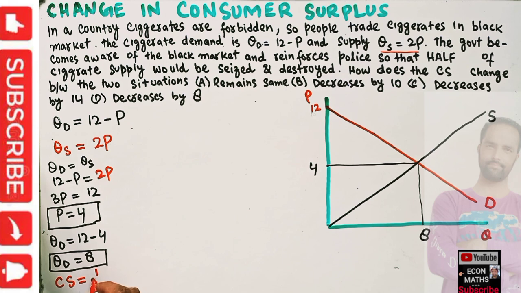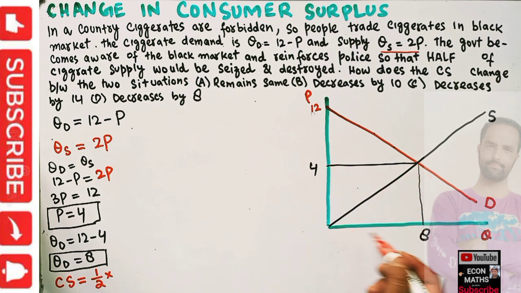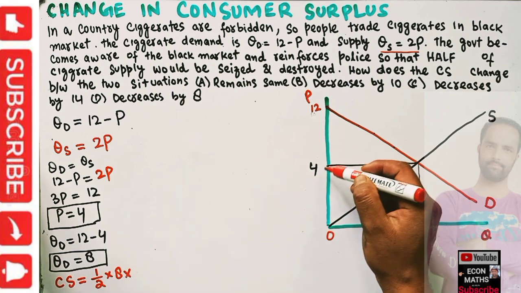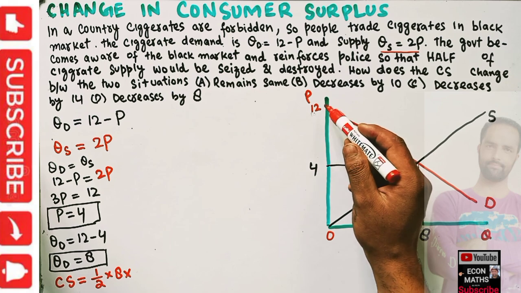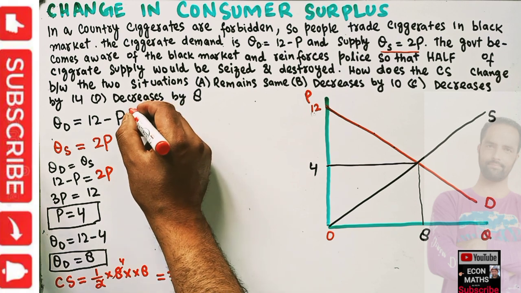The area of a triangle is 1/2 of base times height, since it is a right angle triangle. What is the base? Base is this. We have from 0 to 8, so the base will be equal to 8, into what is the height. We have 4 here, 12 here, so 12 minus 4 is 8. So 2 ones are 2, 4s are 8, which comes out to be 4 8s are 32. So we got here consumer surplus is equal to 32. This is the first scenario.